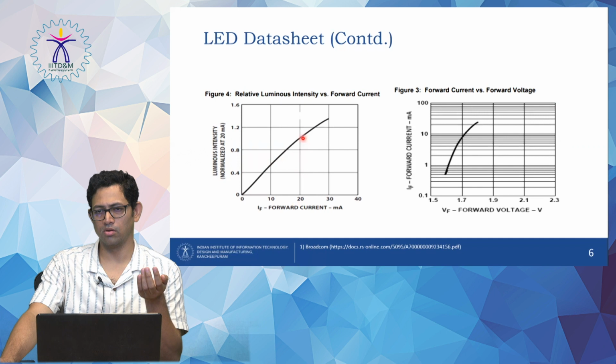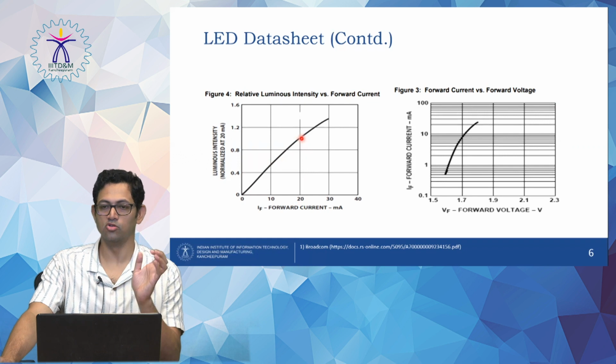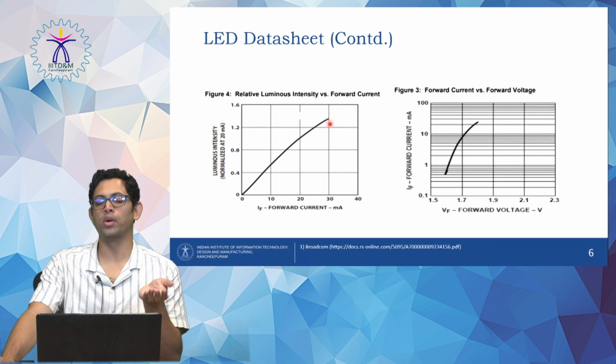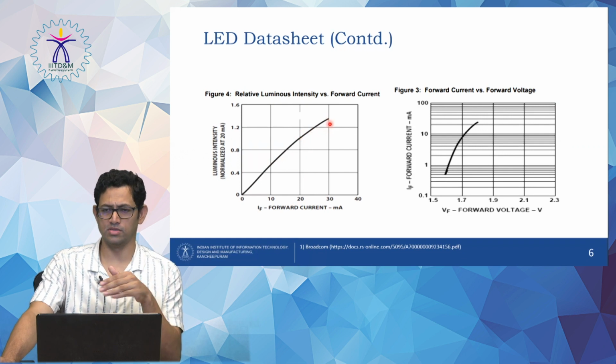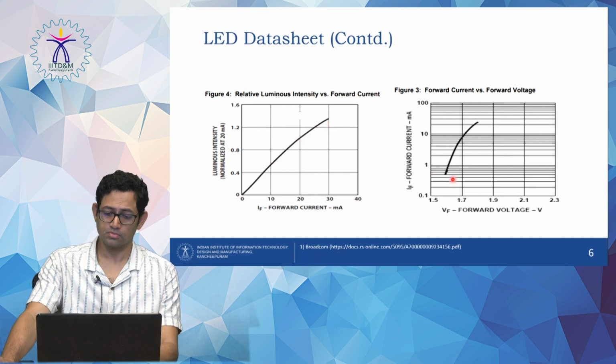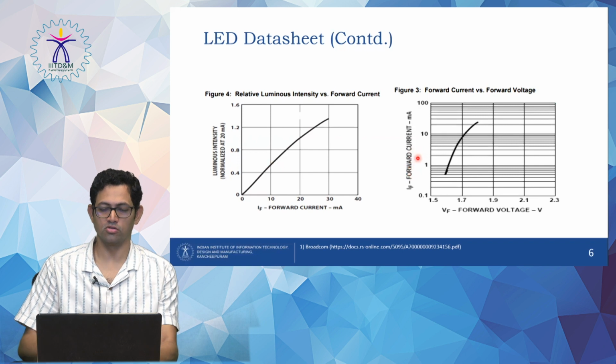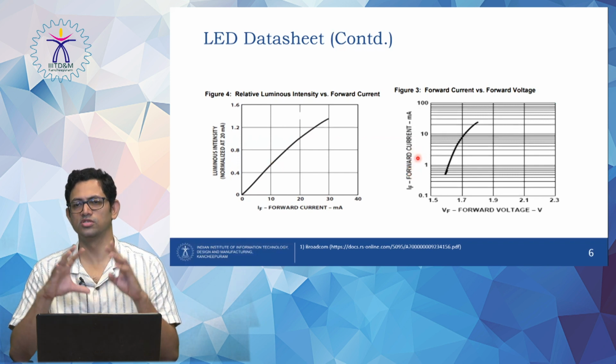If I now drive my LED with around 20 milliamperes, I am going to get almost double, around 1 normalized luminous intensity, right. Similarly, if I go to around 30 milliamperes, I get around 1.2 to 1.4 times the normalized luminous intensity, right. Similarly, you can also see the graph of forward voltage versus forward current over here, right.